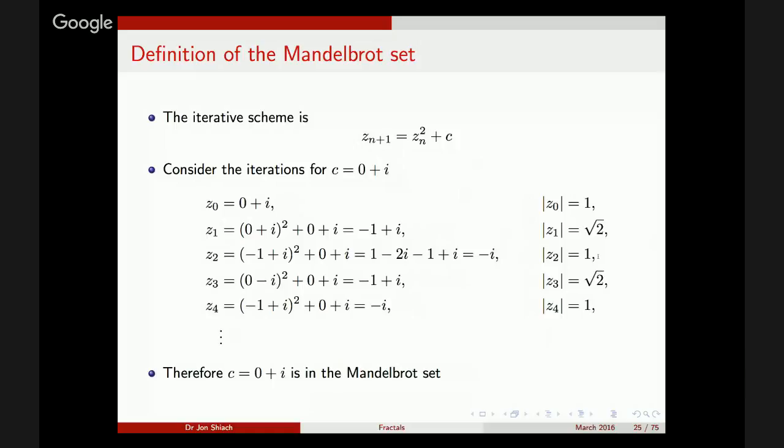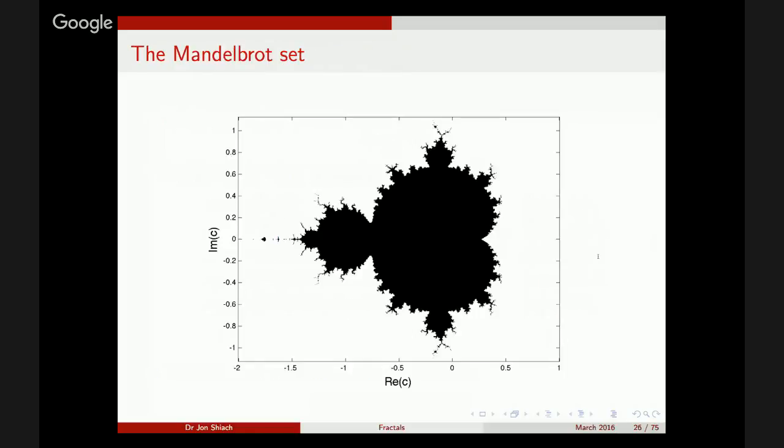So therefore, this remains bounded. At no point does the modulus of z become greater than 2. So this number, i, is in the Mandelbrot set. Okay, so that's what we do. We repeat that lots and lots of times.